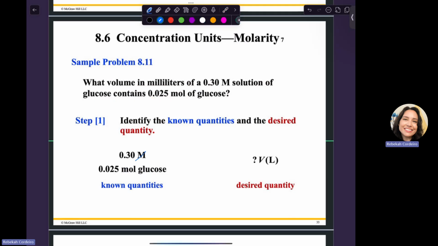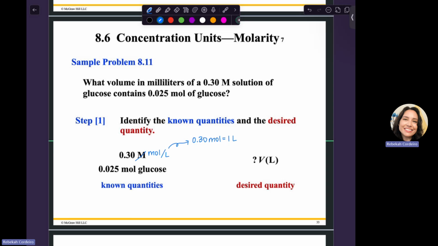So molarity, we can really think about it as mole per liter. And if we have that "per," we can rewrite it as equals 1, remember? So 0.30 mole per liter turns into 0.30 mole equals 1 liter. So now I have a conversion factor. And this is a lot better for most people than trying to do it algebraically.